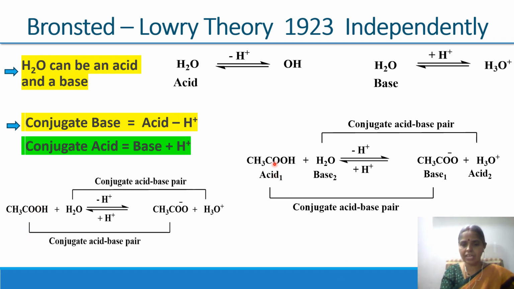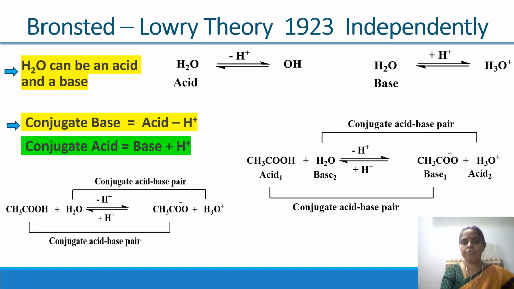You can see here 1 and 2 subscripts are given. 1 will pertain to acetic acid, or you can say the acid. 2 is given to the base. 1 is given to the acid, 2 is given to the base. You can see here acetic acid is forming acid 1 is forming base 1. Base 2 is forming acid 2. So, you get the conjugate acid from the base. You get the conjugate base from the acid.